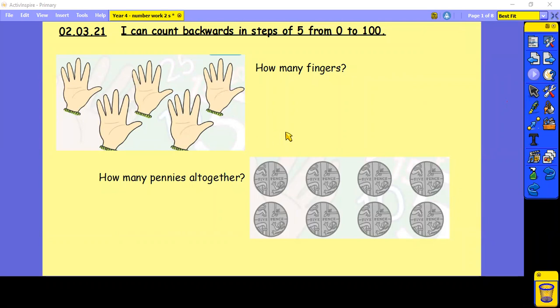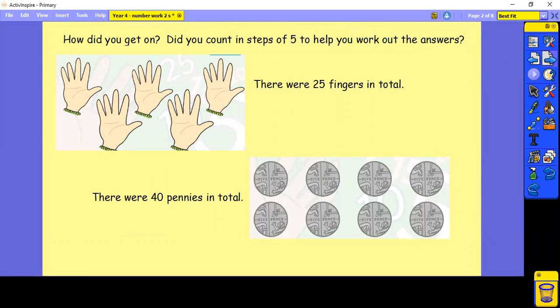So let's start with this activity here. First of all, how many fingers? Then next, how many pennies altogether? Pause whilst you have a try. So how did you get on? Did you count in steps of 5 to help you work out the answers?